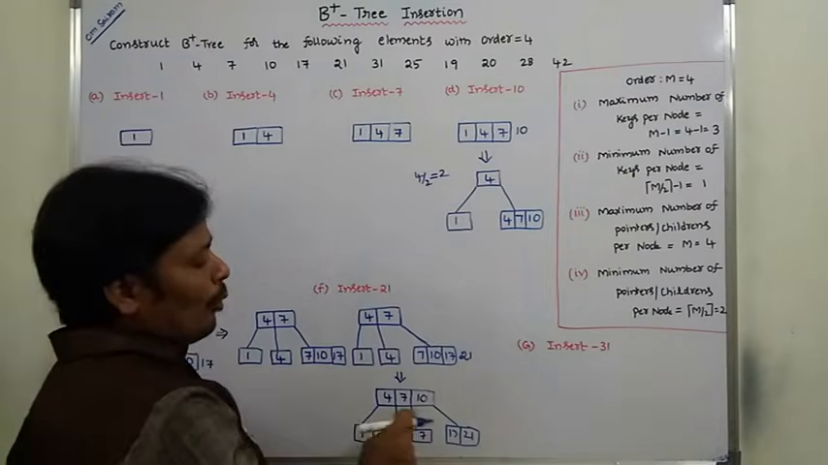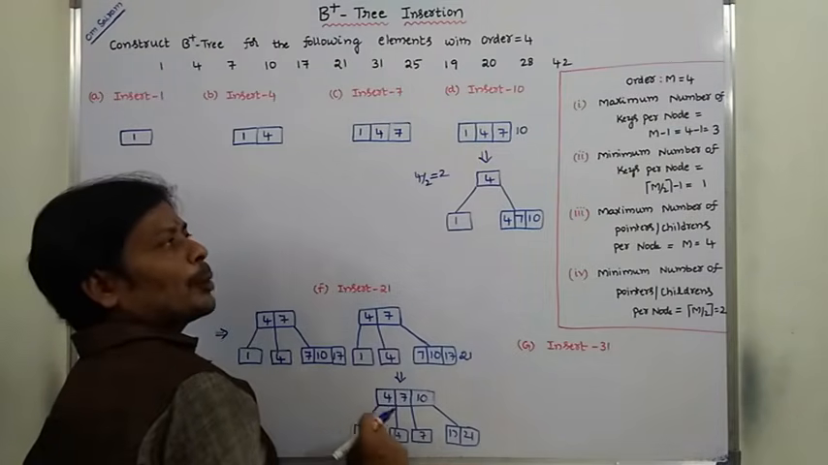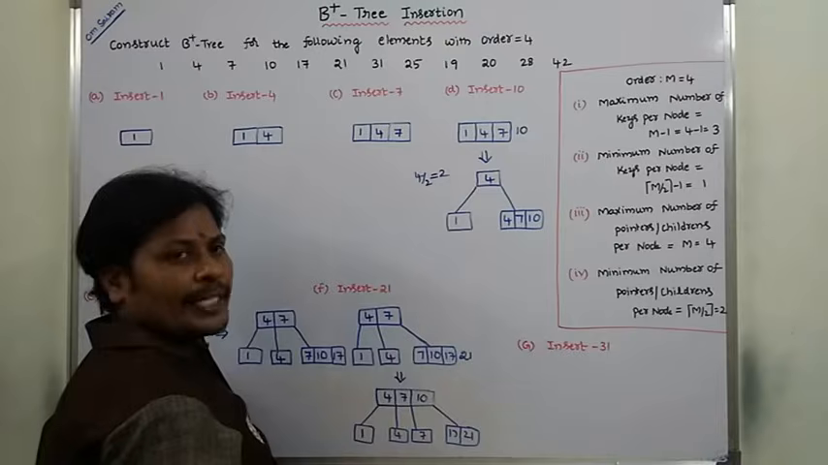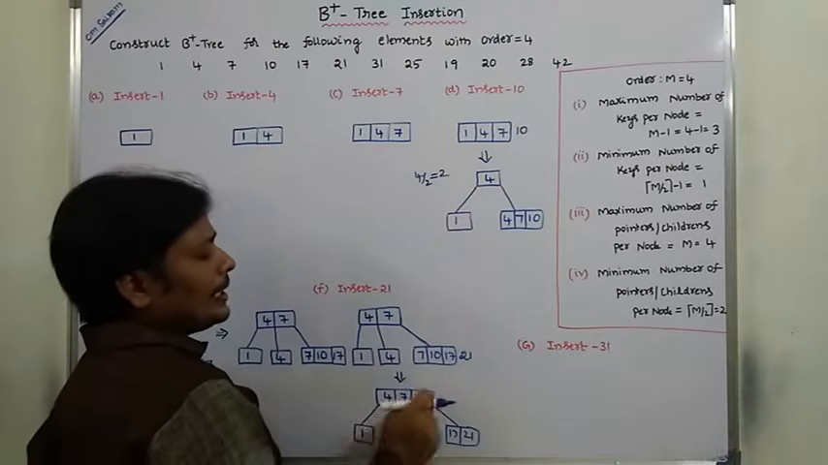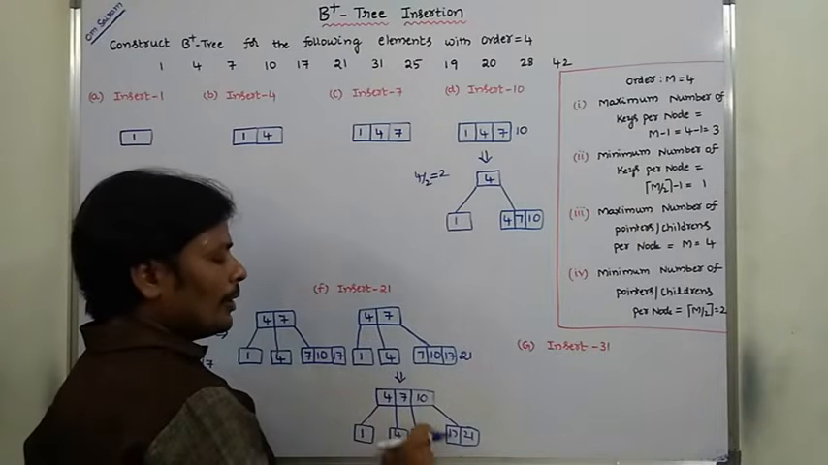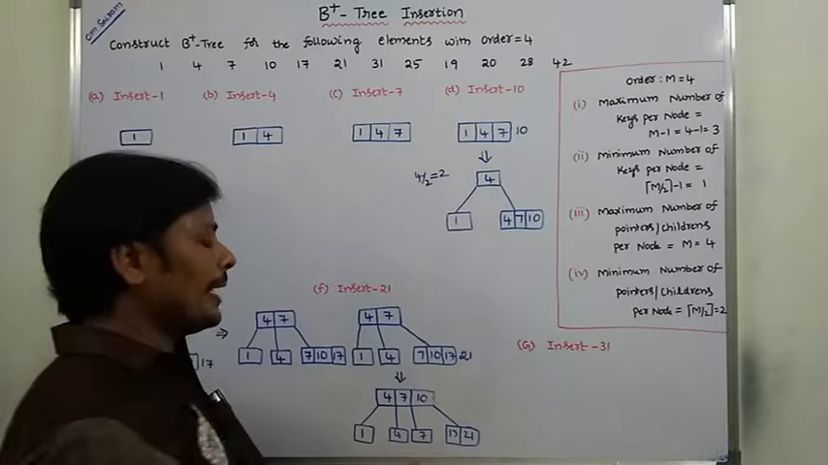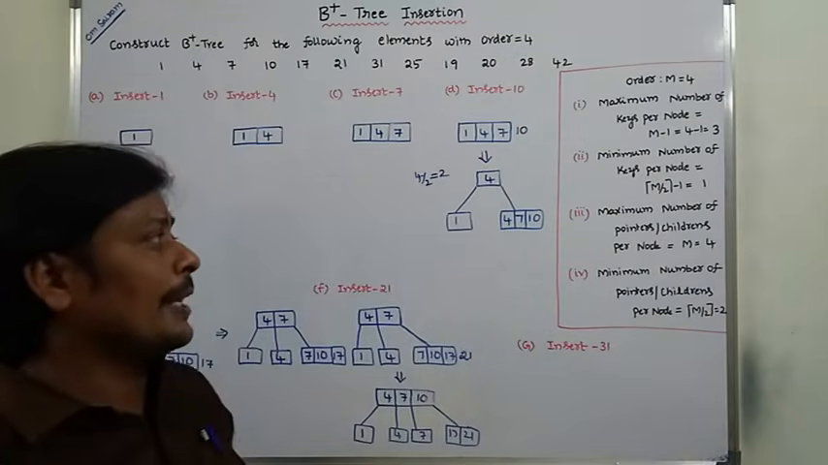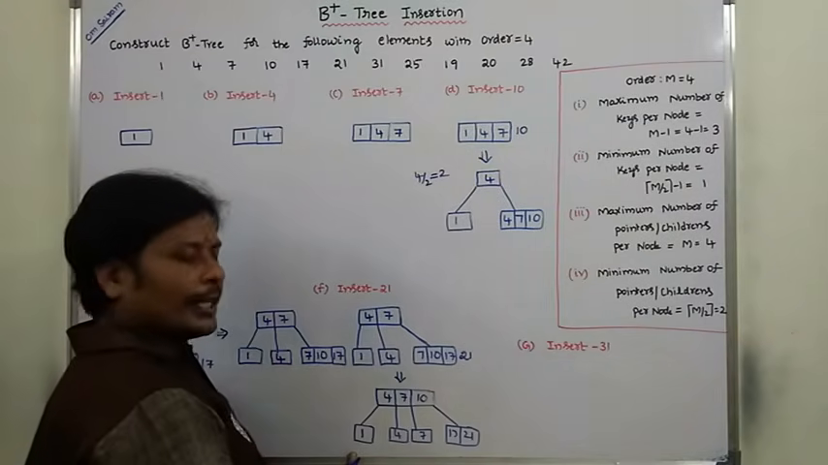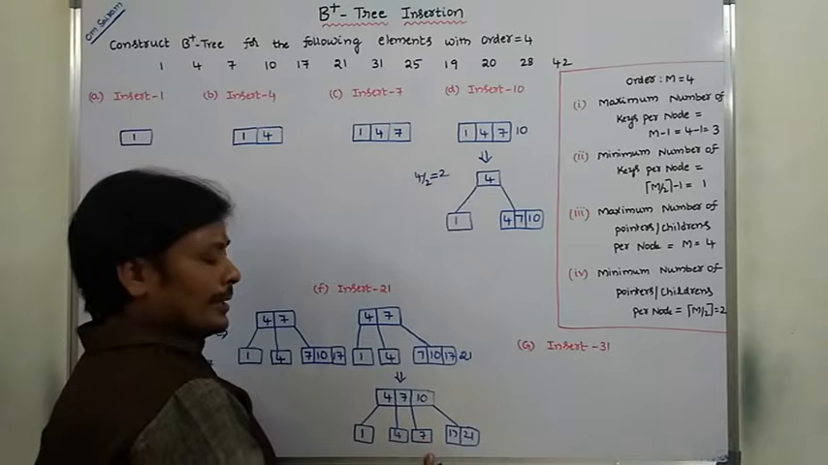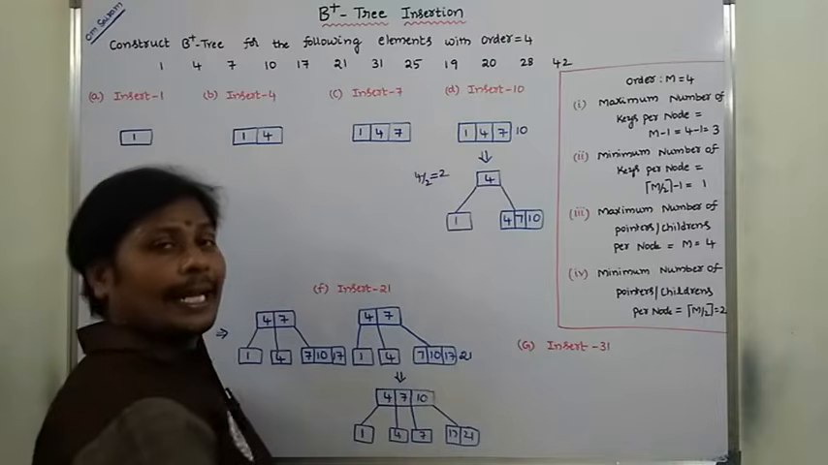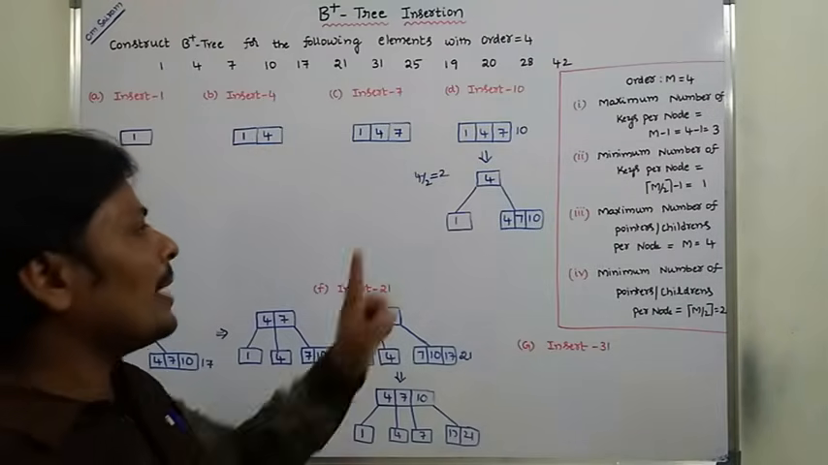Okay, so now does it violate the B plus tree property or not? Maximum number of key elements per node is 3. This node contains the maximum number of key elements. These nodes contain a single element. This node contains 2 key elements. It satisfies property 1. Minimum number of key elements per node is 1. This node contains 1 key element. This node contains 1 key element. This node contains 1 key element. And this node contains 2 key elements. This node contains 3 key elements. Minimum is 1. Maximum is 3.